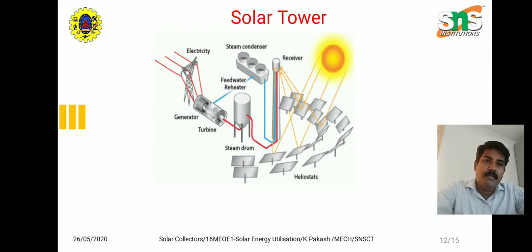So when the steam goes to the turbine, the turbine is rotated. So the heat energy is converted into mechanical energy. This turbine is connected with the generator. So this generator is coupled.